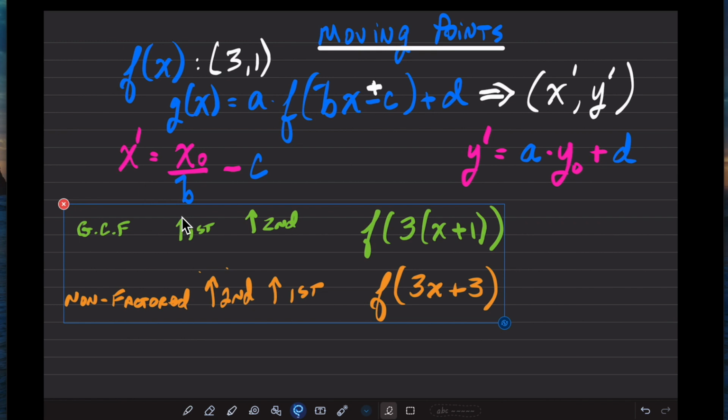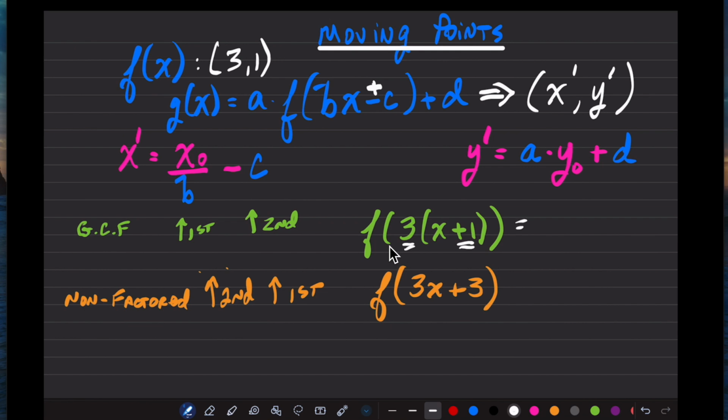For example, if you have this here in factored form, you're going to divide by the b value first, and then you're going to add or subtract the c. So in this example here, the first thing we would do is recognize that our b value is 3, and our c value is going to come from that plus 1. So we're going to take the original x, so in our example, that's 3 up here. We're going to divide by the b value, which is 3, and then we're going to subtract 1.